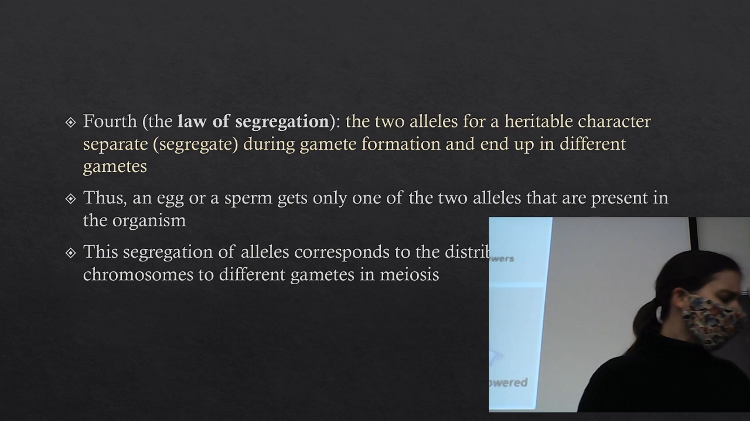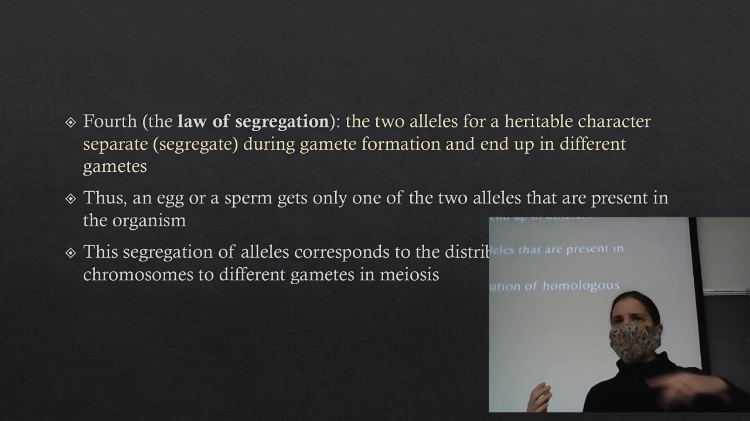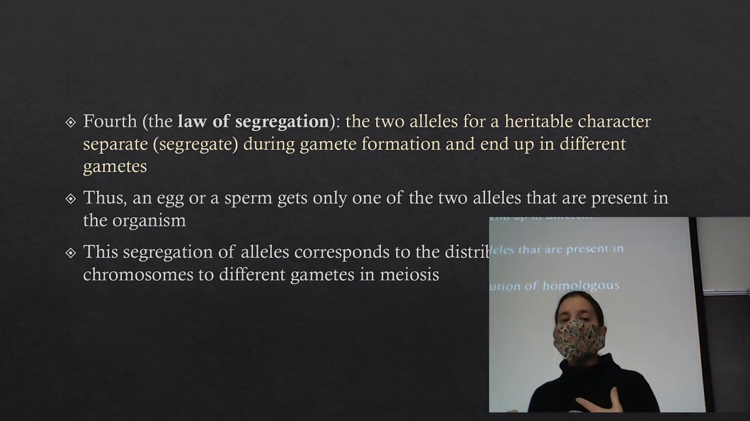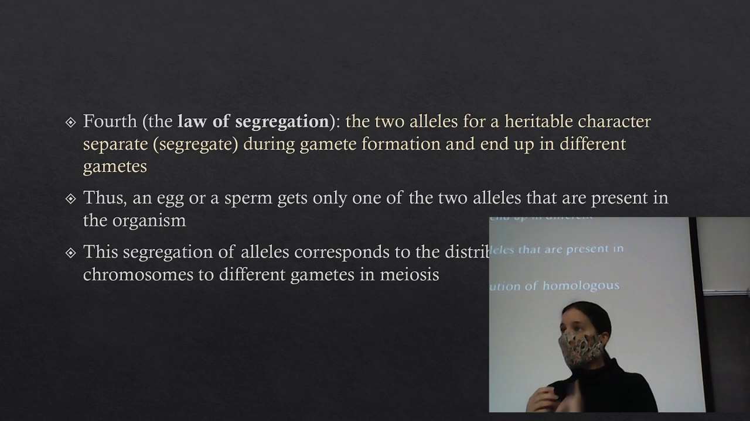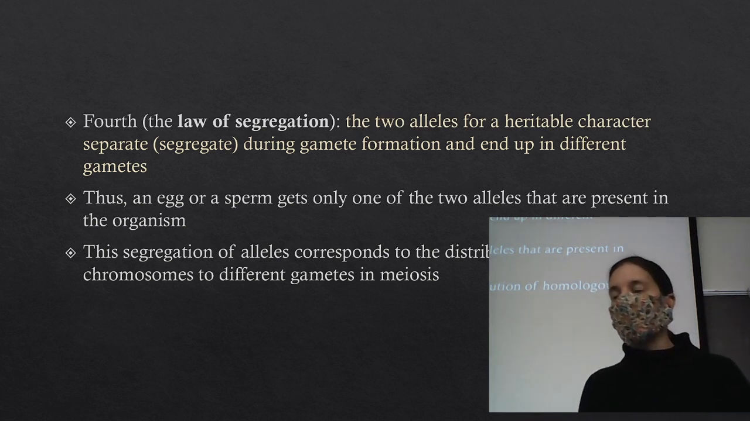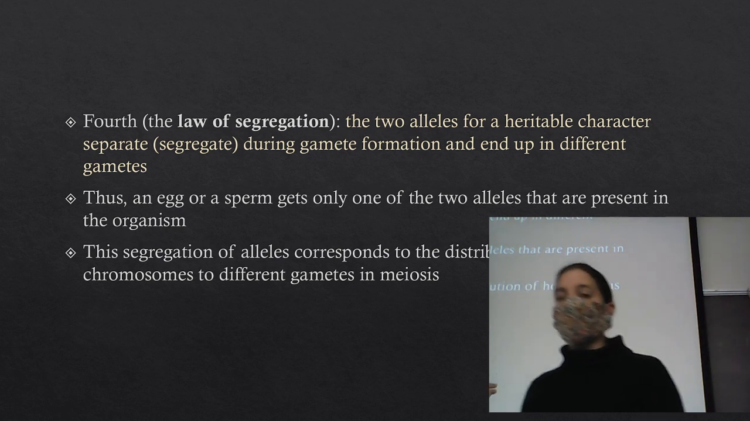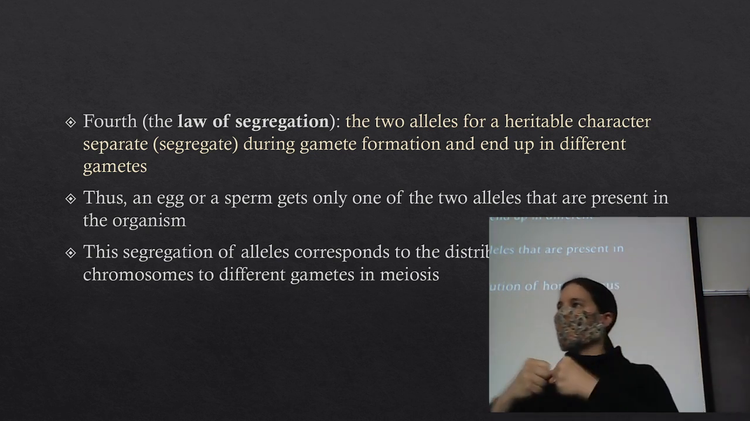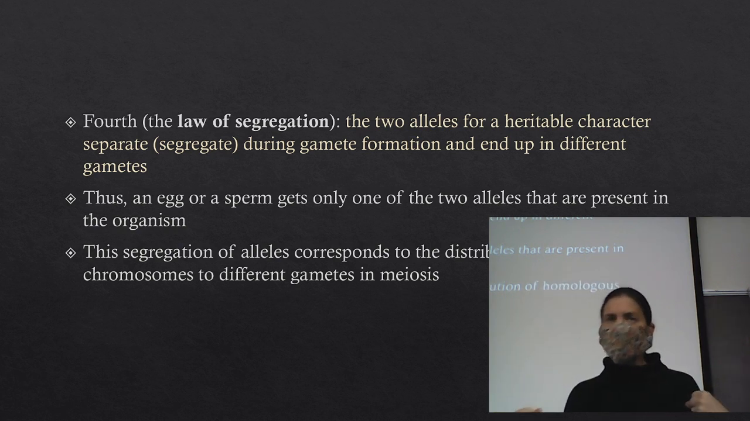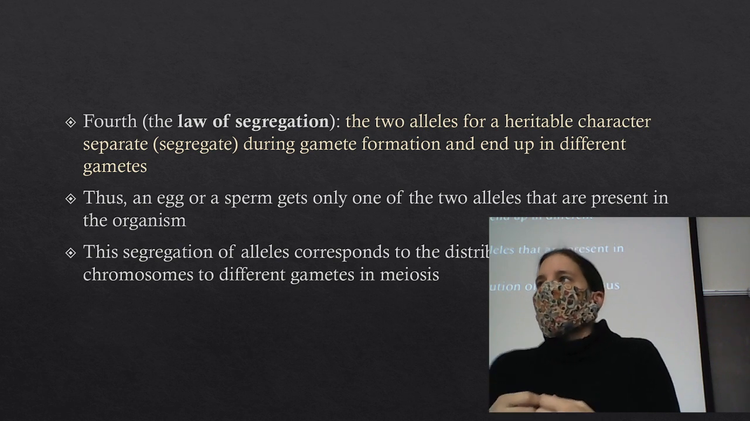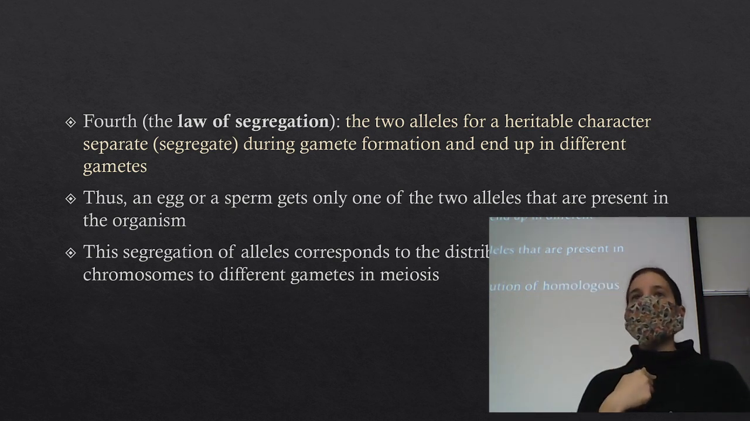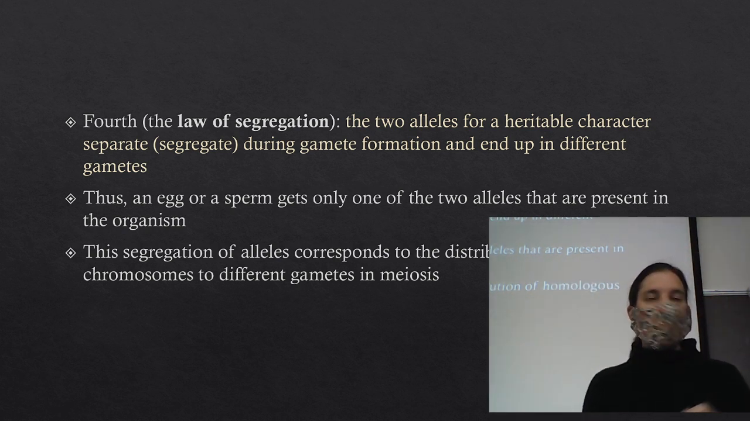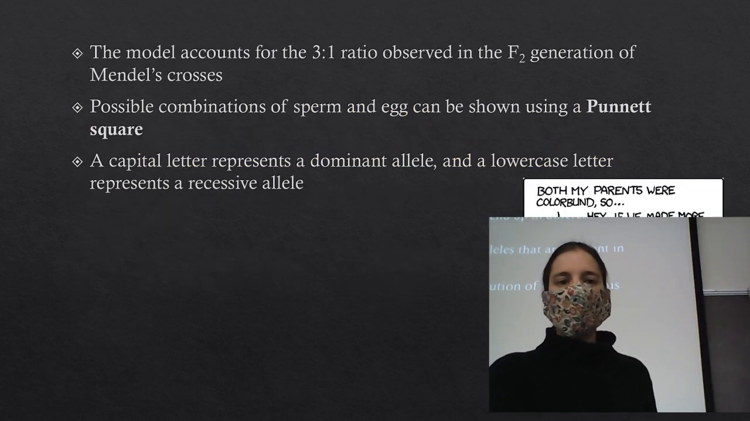So you have organisms that have two alleles for a characteristic, and when these organisms make a gamete, either a sperm or an egg, they're only going to put one of those alleles into that sperm or egg. Mendel didn't know what this was, but we know that's when the homologous chromosomes split up in meiosis. The take-home message is, you've got two alleles for something, and when you make a gamete, you're picking one of those two. It's a flip of a coin which one you pick. Both are equally likely.